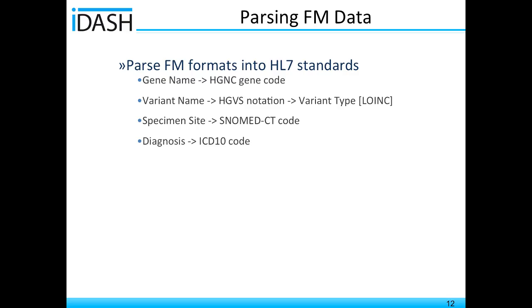But what we can do is we can still look at this data from Foundation Medicine and infer the different standard nomenclatures. So what I worked on was essentially parsing through this information and changing the way they report the gene name into the proper HGNC gene symbol, the variant names into the HGVS notation, and the variant types, which is actually one of the hardest parts of this project, and essentially mapping specimen site and diagnosis to their given standards for SNOMED CT and ICD-10.